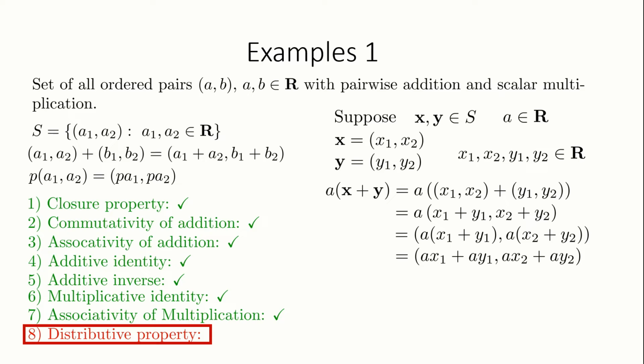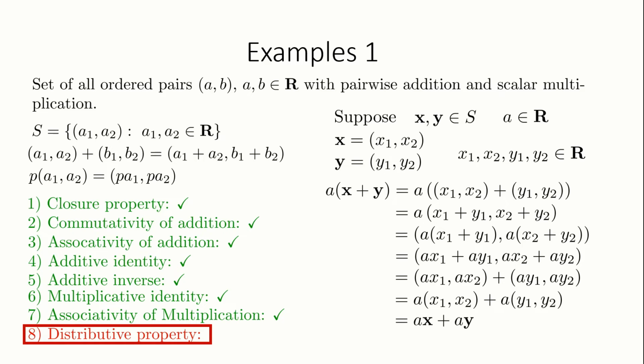By definition of the addition of two vectors, we can write the ordered pair as a sum of two ordered pairs. And from the definition of multiplication of scalars, we can take A out of the ordered pairs. And the final result becomes what we are looking for. It is AX plus AY, and hence first part of the distributive property is verified.